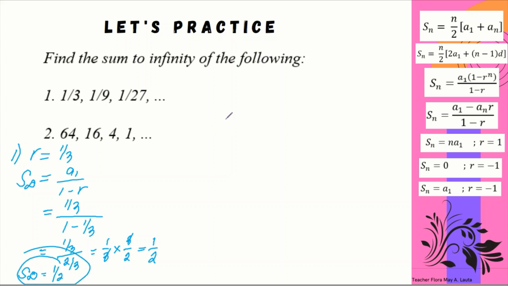Okay, now let's do number 2. So for number 2, we have 64, 16, 4, and 1. The common ratio is, as you can see, we are dividing this by 4.